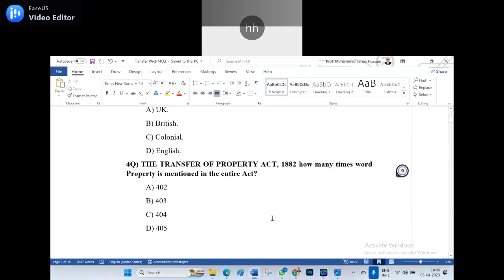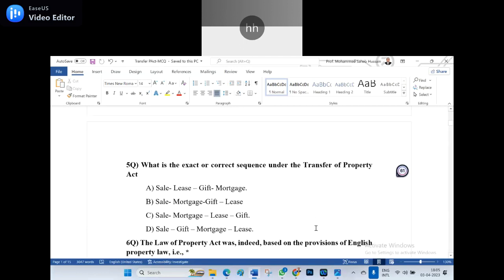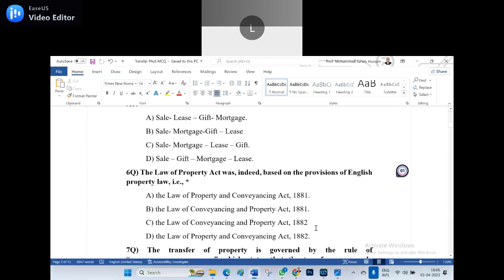Okay, now let us go to the next question. Fifth question. What is the exact or correct sequence under the Transfer of Property Act? A. Sale, lease, gift, mortgage. I forgot to keep the exchange also. B. Sale, mortgage, gift, lease. C. Sale, mortgage, lease, gift. D. Sale, gift, mortgage, lease. Which is the proper sequence? C. Sale, mortgage, lease, gift. Suppose exchange is there, where does it come? Section 118, after lease. Okay. Now next question.